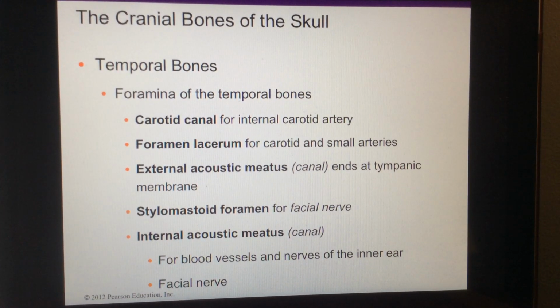So when you look at these, the carotid canal and the foramen lacerum are going to be kind of closely together. The carotid canal is going to be for the internal carotid artery, and that's going to be really by the styloid process. So it travels posterior and laterally. The foramen lacerum is basically this jagged little slit between the sphenoid and the petrous portion of the temporal bone for the carotid and the small arteries. It's really covered by hyaline cartilage, and it is kind of near the auditory tube.